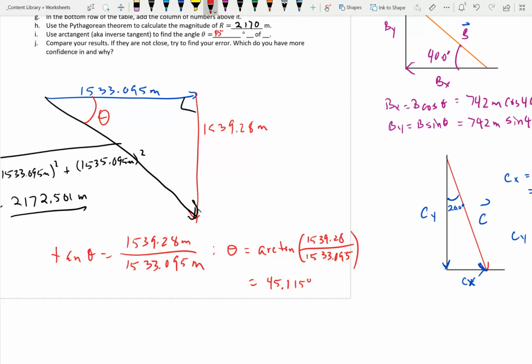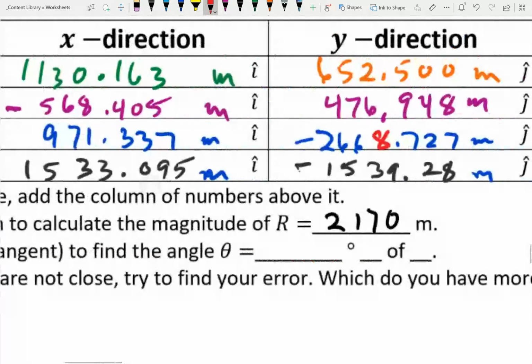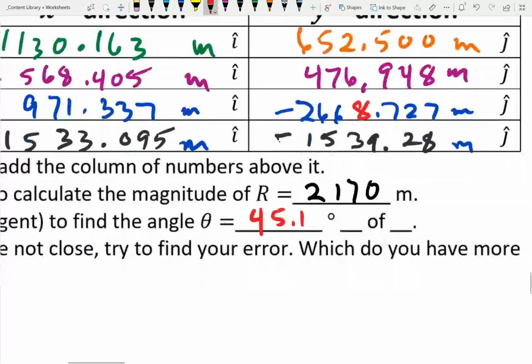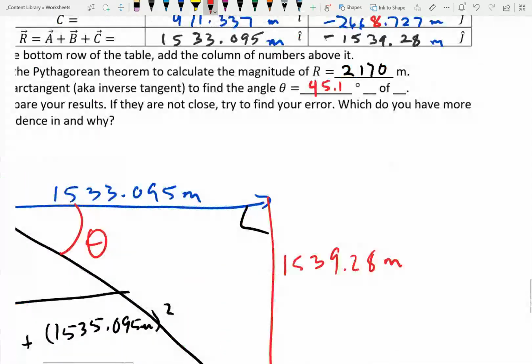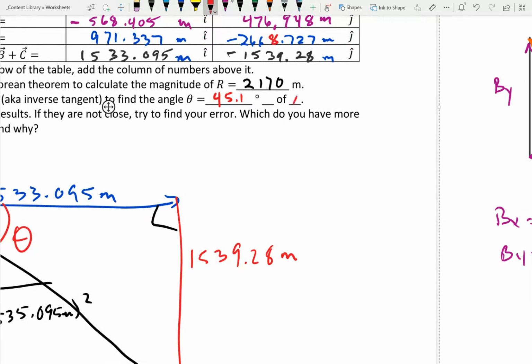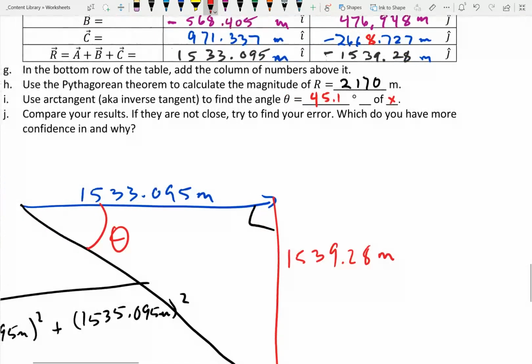So I'll round that off to 3 as well. 45.1 degrees. And then measured from where and to what direction? My adjacent side was the x direction, so that's my reference. So of x. And I went toward minus y, so it'd be minus y of x, or if you prefer, 45.1 degrees south of east.